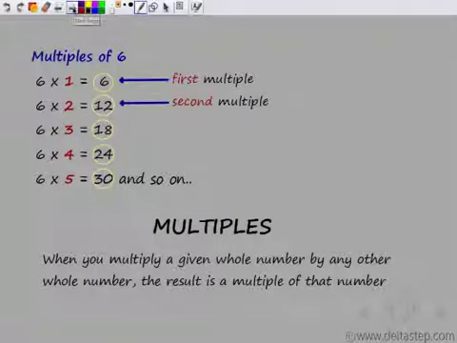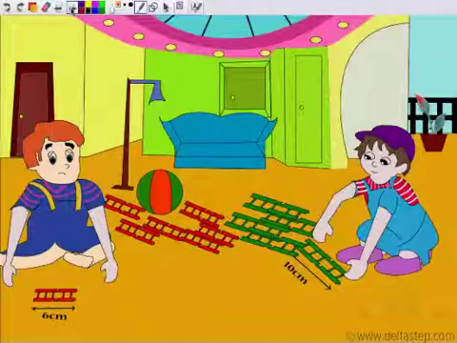And in fact, I can say that 6 is the first multiple of 6, 12 is the second multiple of 6, similarly 18 is the third multiple, and so on. So these are the different multiples of a number which you get when you multiply that number by any whole number.